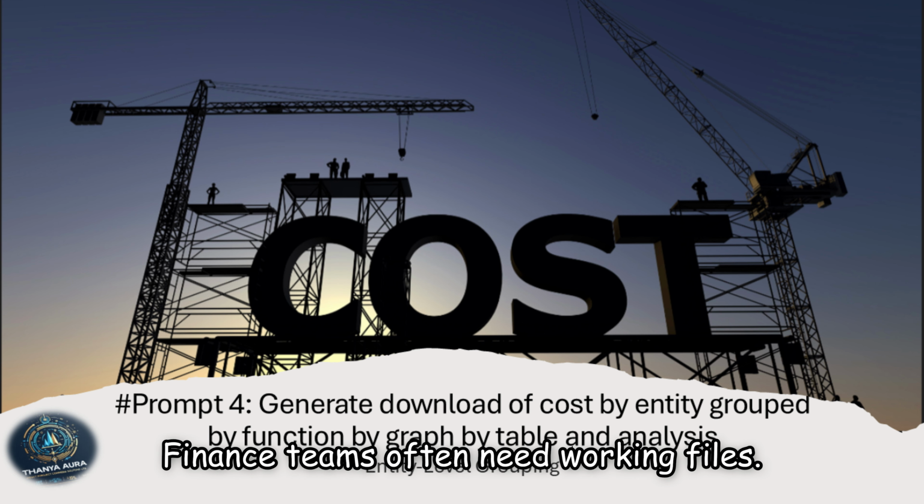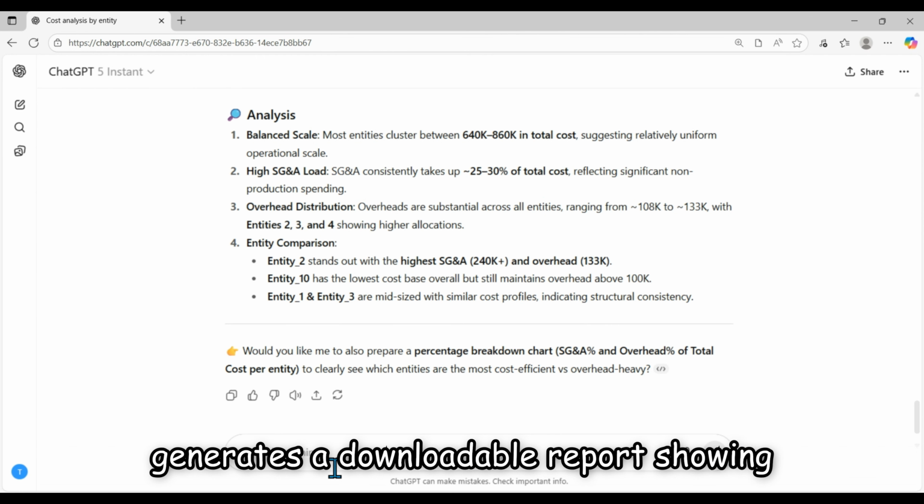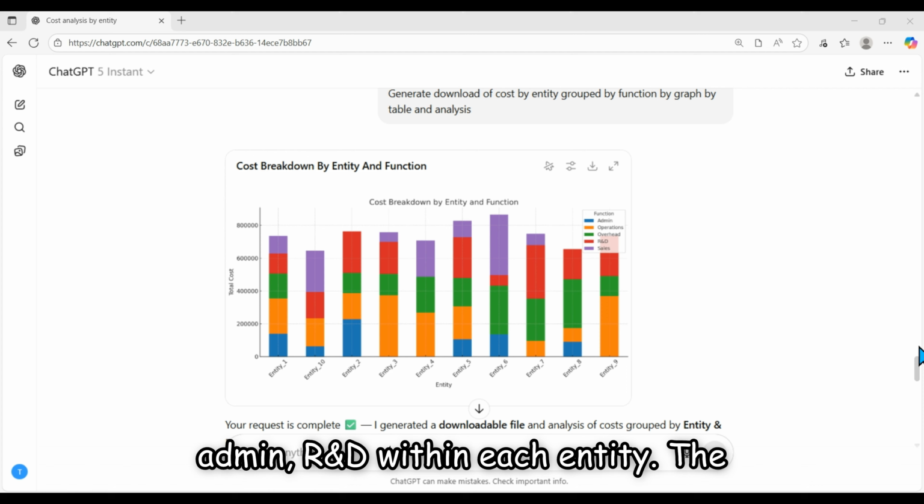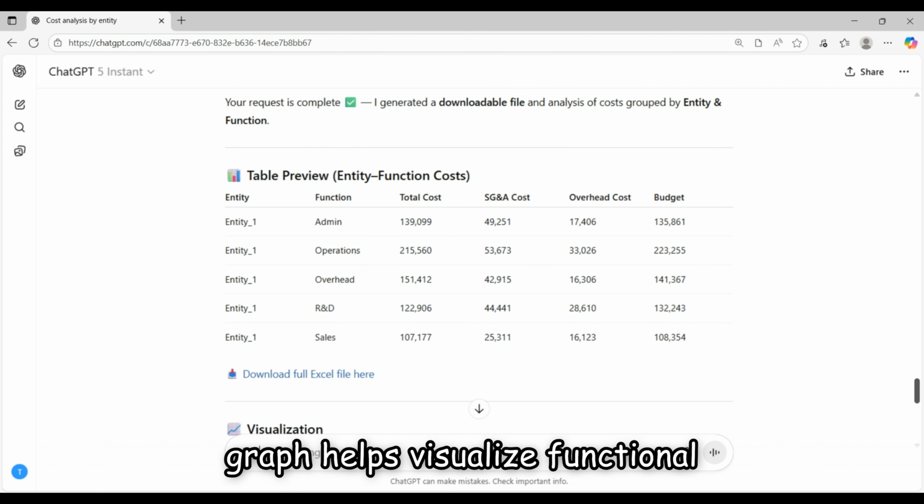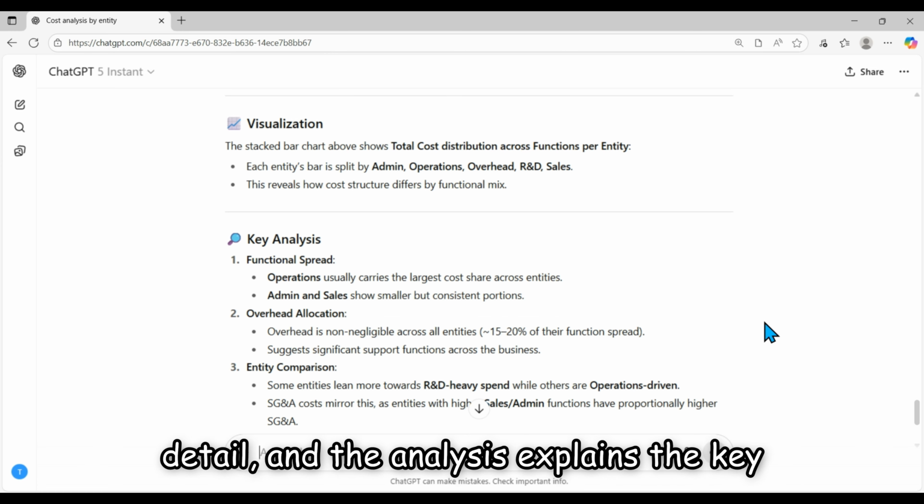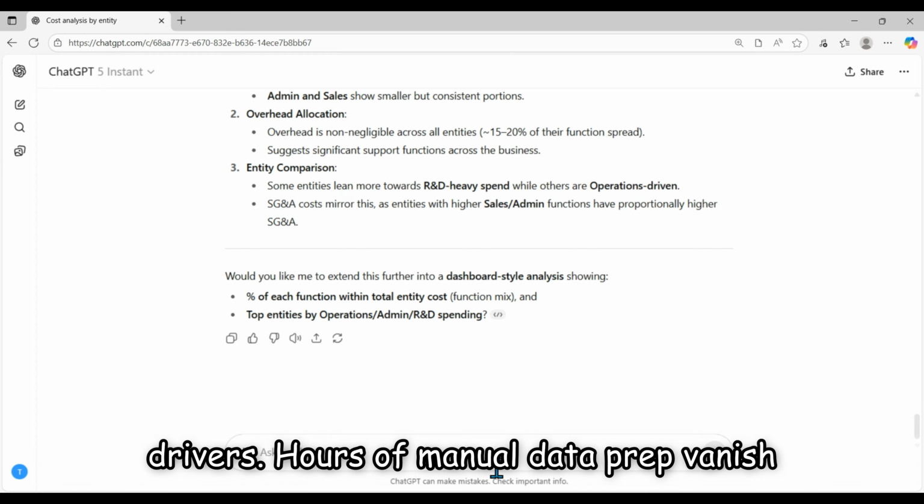Finance teams often need working files. With a single request, the agent generates a downloadable report showing costs grouped by function: sales, admin, R&D, within each entity. The graph helps visualize functional allocation, the table structures the detail, and the analysis explains the key drivers. Hours of manual data prep vanish into seconds.